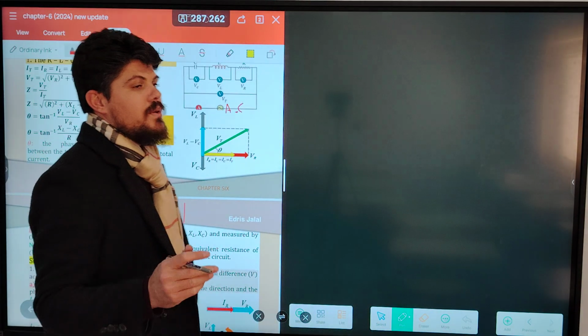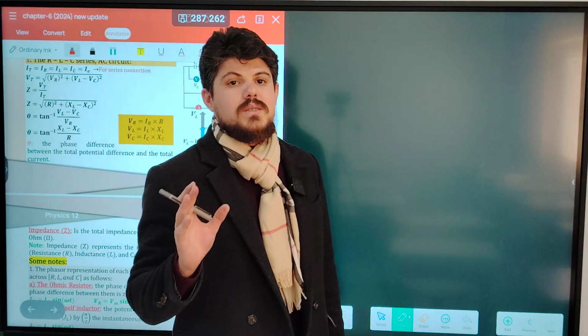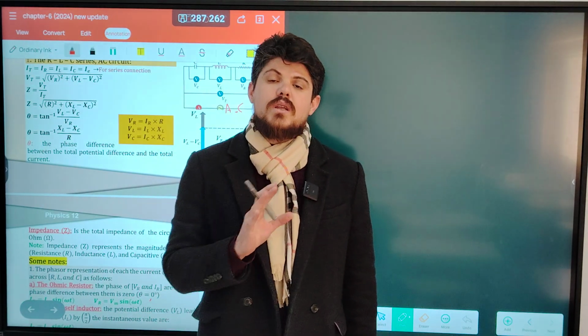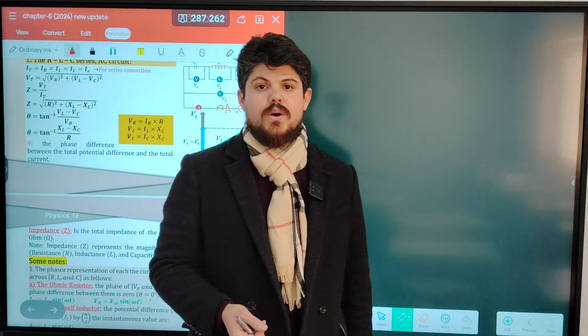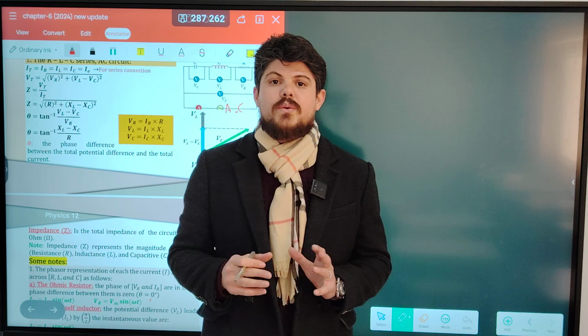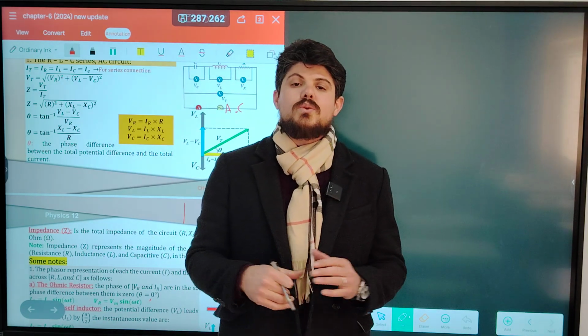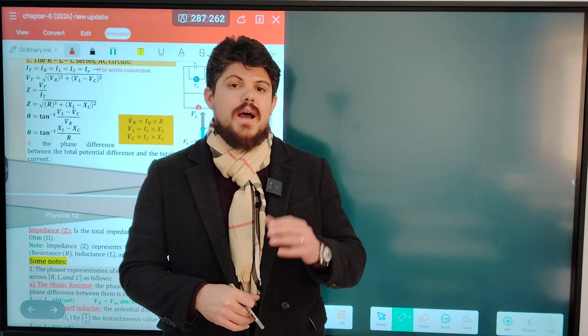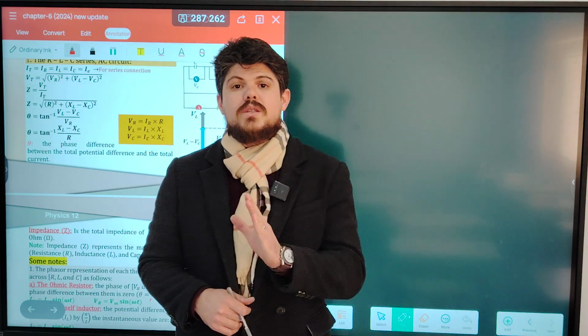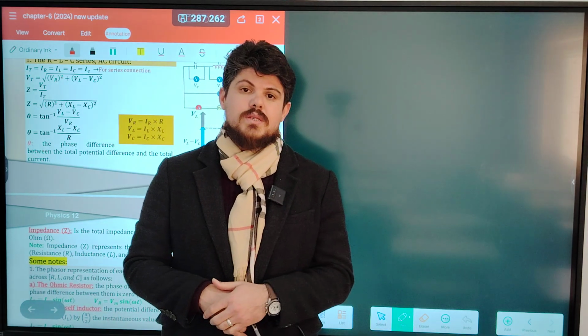Guys, if you remember, in a previous lesson we studied pure resistance, pure inductance, and capacitance in an AC circuit individually, one by one. In pure resistance, both potential difference and current are in phase. The phase difference between them is 0. And in pure resistance, the resistance does not depend on the frequency, it is independent of frequency.